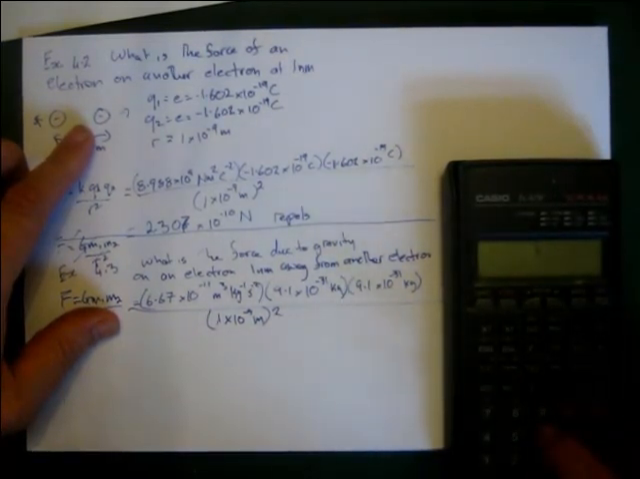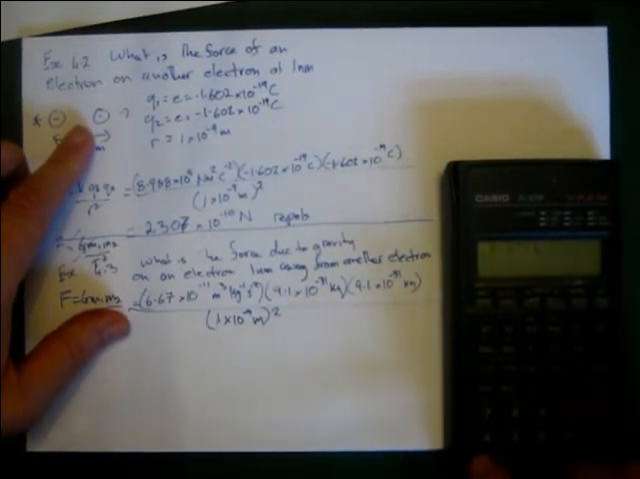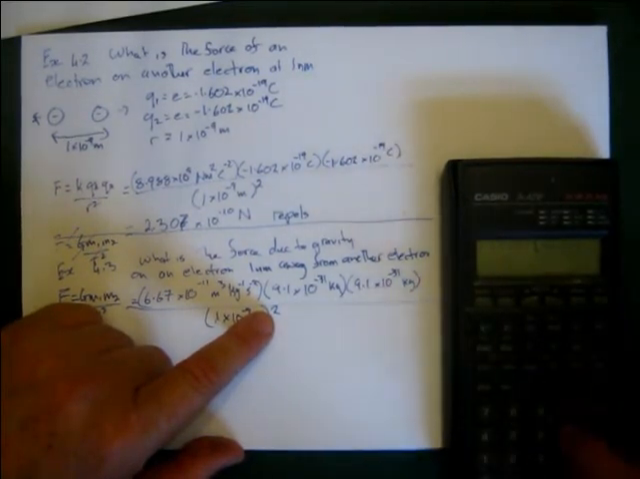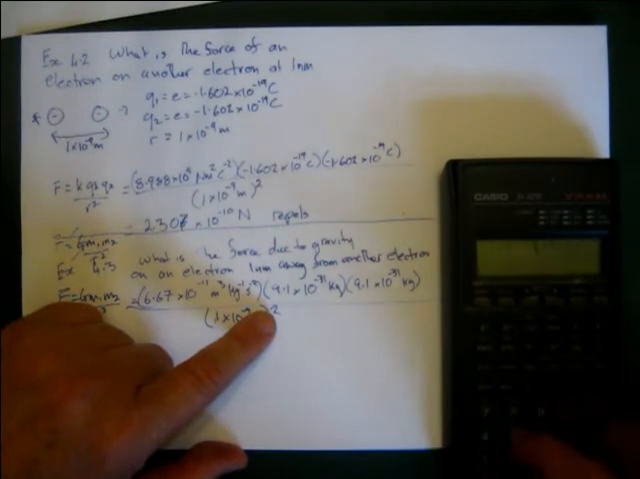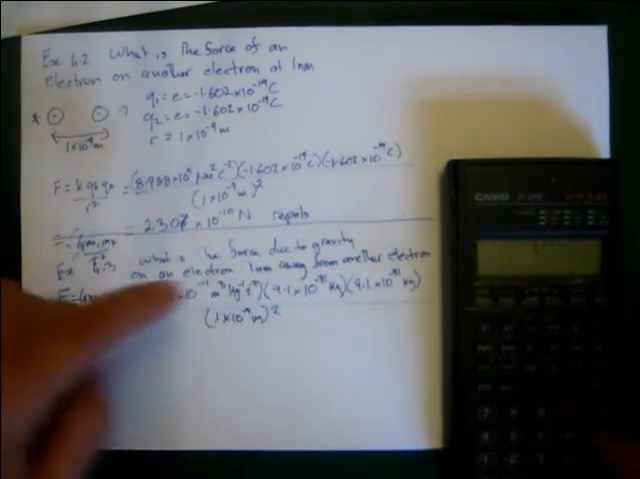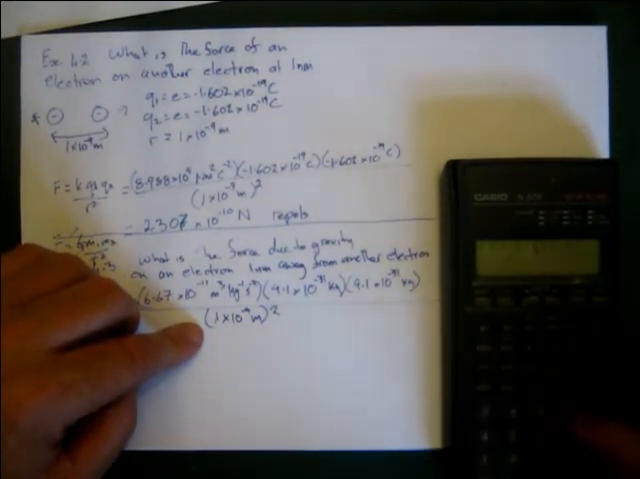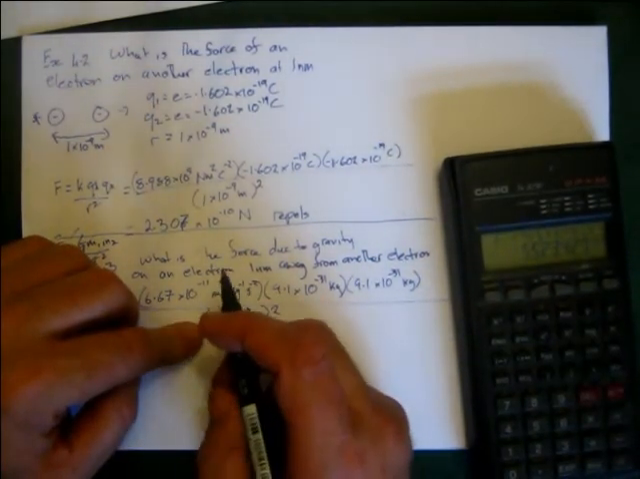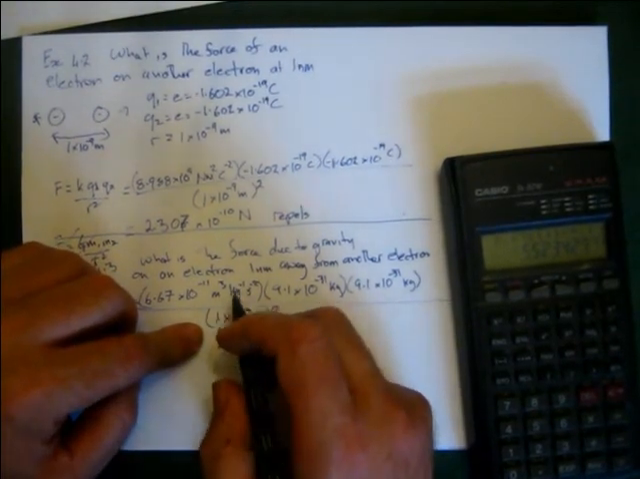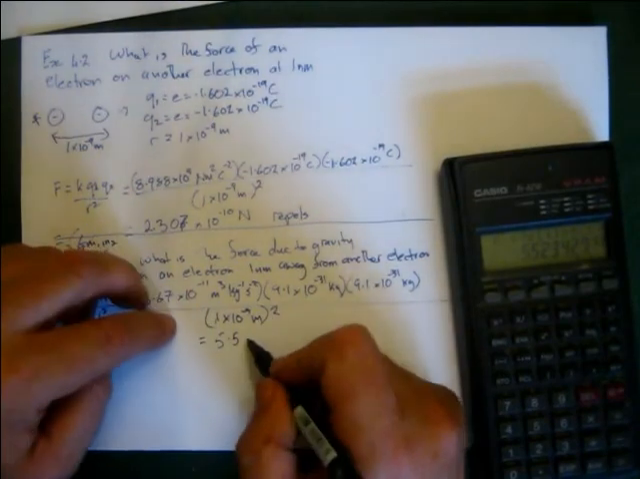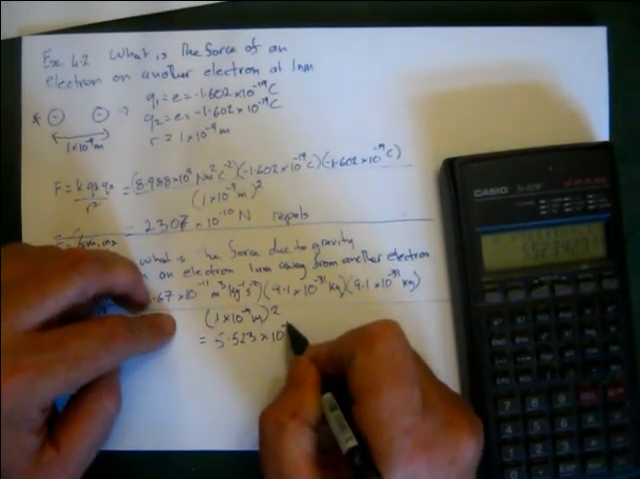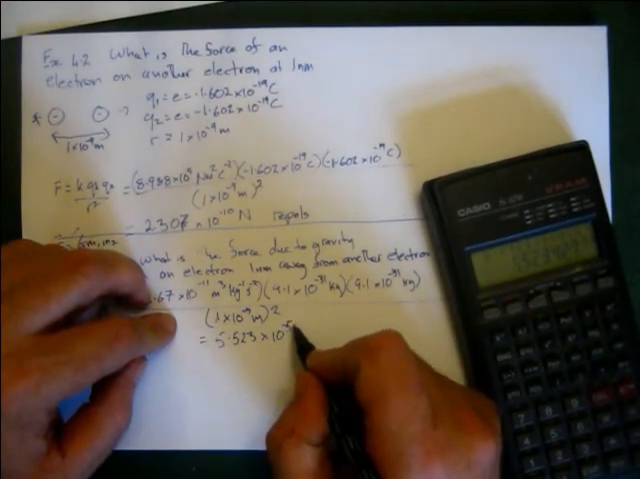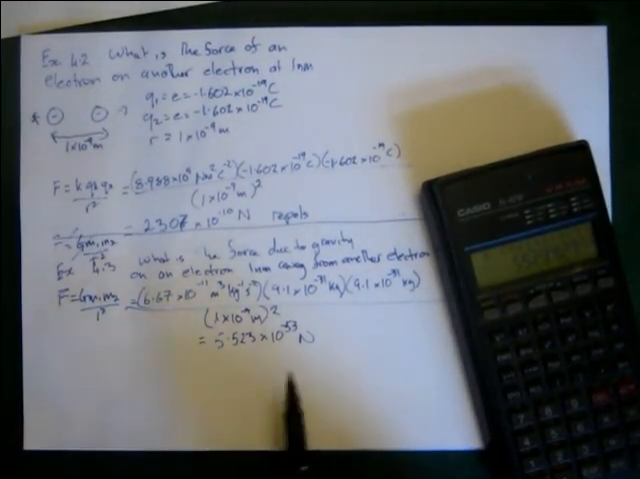So let's work out what the gravitational force is. 6.67 times 10 to the negative 11, times 9.1 times 10 to the negative 31, times 9.1 times 10 to the negative 31, divided by 1 times 10 to the negative 9, squared, equals 5.523 times 10 to the negative 53 newtons.